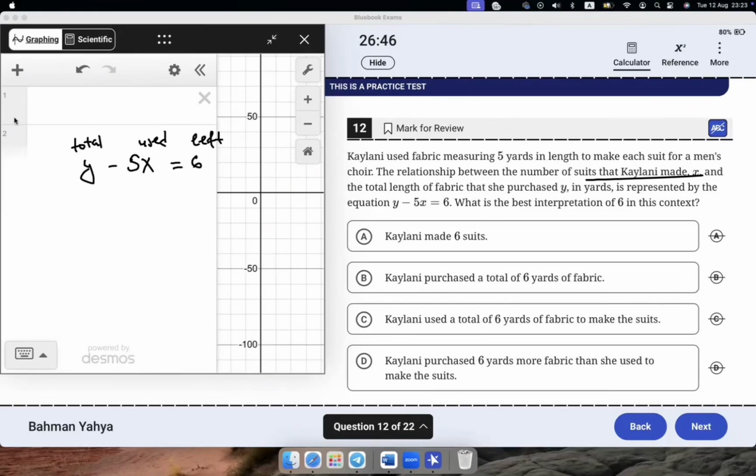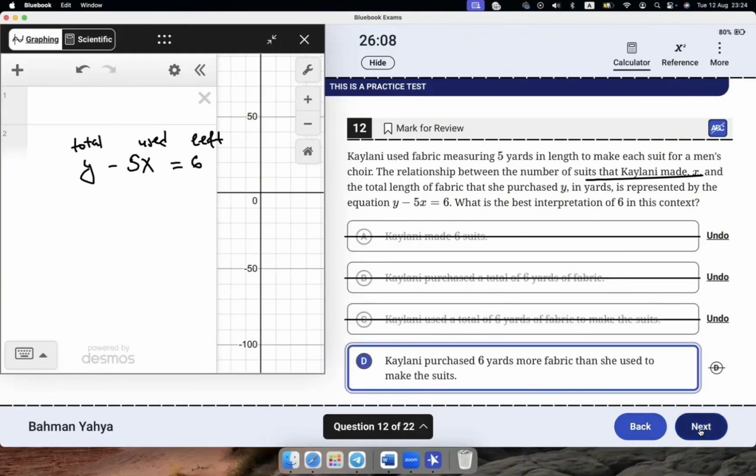So let's see what 6 represents. 6 is what we have left, right? She made 6 suits, no. The number of suits is x, not 6, okay? I eliminate this one. She purchased a total of, no, because whatever we purchased was Y, not 6. She used a total of 6 yards of fabric to make the suits. No, total yards of fabric we used is 5x, right? So I'll pick D as an answer.